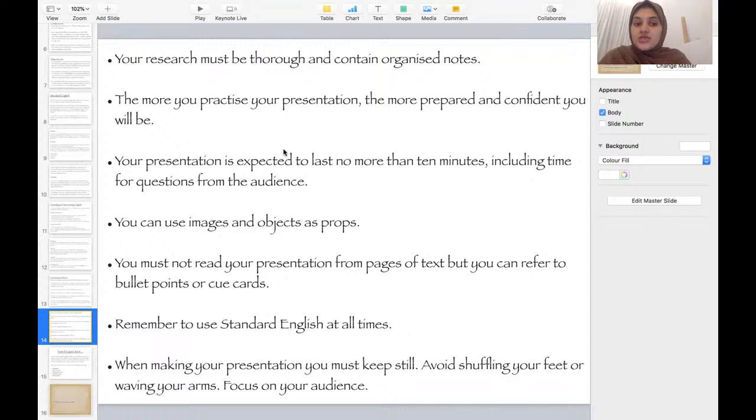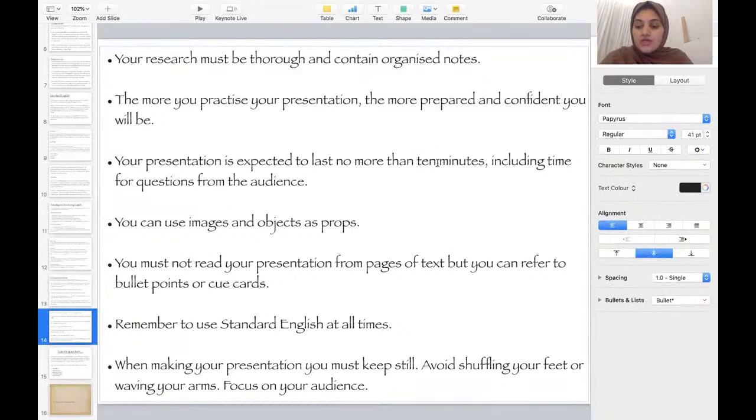Your presentation is expected to last no more than 10 minutes most of the time, including time for questions from the audience. This time limit does vary depending on the topic. So I will just highlight that it does vary sometimes, okay, depending on your lecturer and whoever is teaching you, obviously, and whatever topic they may teach.